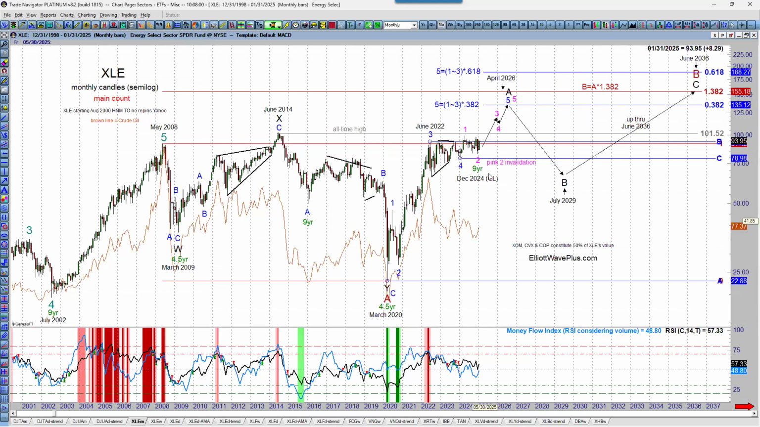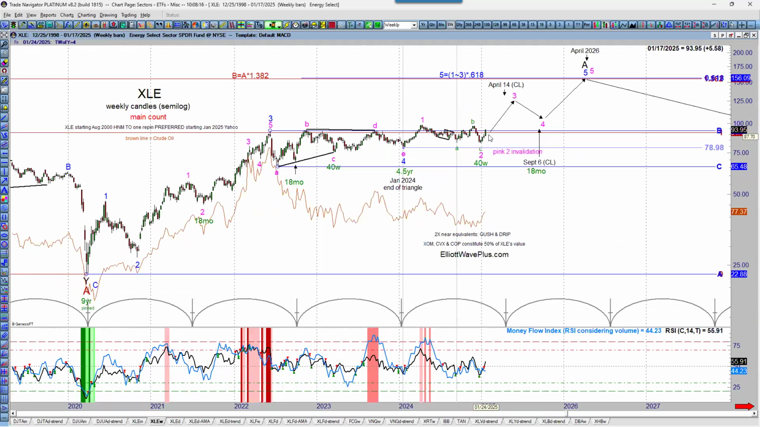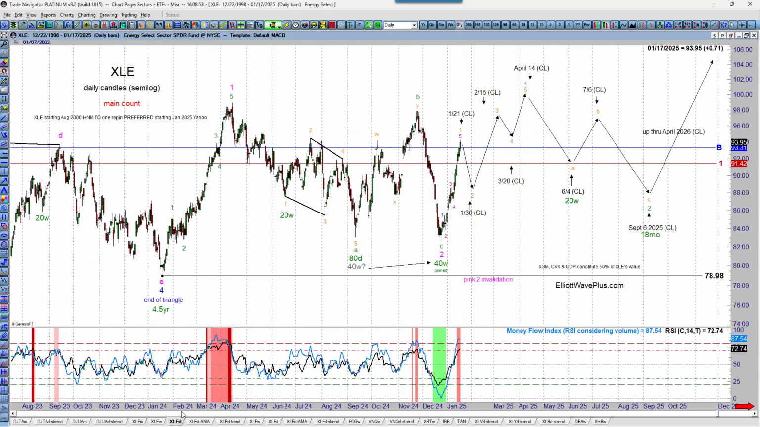XLE. So there's a very bullish count on XLE, large cap oil stocks. Very likely just put in a 9-year cycle trough in December. This is one of the reasons I'm so very bullish on the XLE count. But beware on the short term of a pullback. Still looking for a wave 3 character to the upside, but as I already showed you on the crude oil, looking for a pullback next.